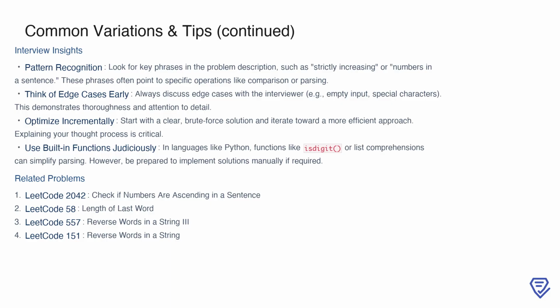Another tip is to optimize incrementally. Start with a simple, brute force solution to make your approach clear, and then refine it for efficiency while explaining your thought process. Finally, take advantage of built-in functions where appropriate. For instance, Python's isdigit or list comprehensions can simplify parsing, but be prepared to implement solutions manually if the interviewer asks you to. Related problems, such as LeetCode 58 or 151, can help you practice similar concepts, so exploring these can be a great way to prepare.